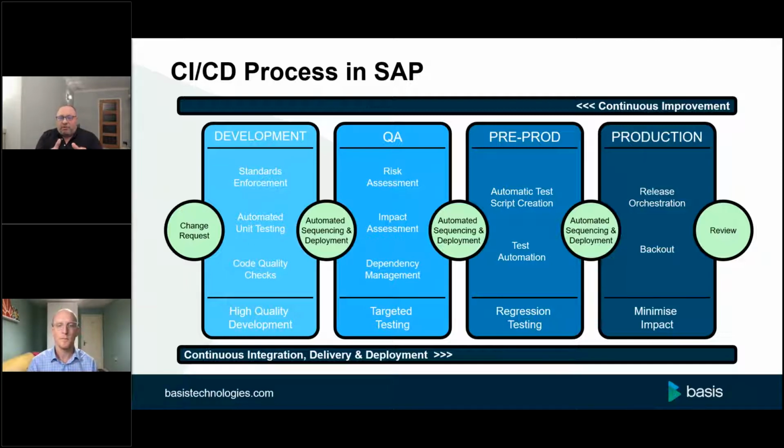And then, of course, when we are moving into the production environments, we want to minimize any potential disruption to those production users when we do so. And the process here is that we want to look at automating as much of this end-to-end process in our SAP landscapes as we possibly can, so that we can then have this CI/CD process across our SAP landscapes.